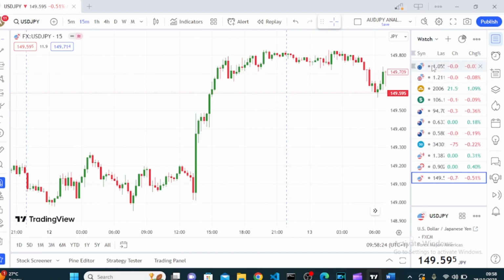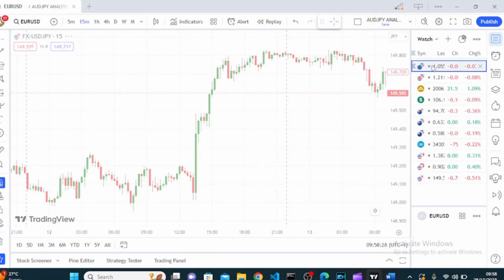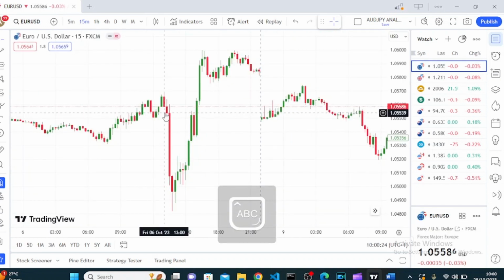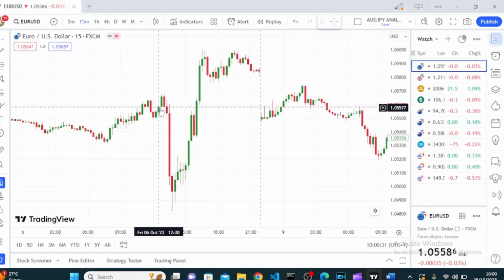So let's check it out in Euro USD. So you can see this Euro USD, right? And the news came out at 1:30. So this is 1:30. You can see the bearish momentum candle. In USD JPY, it was a buy, right? But here now you can see that Euro is here and USD is here. So the inverse becomes the case. All right, so I want you to take note of that. That's what I wanted to show you.